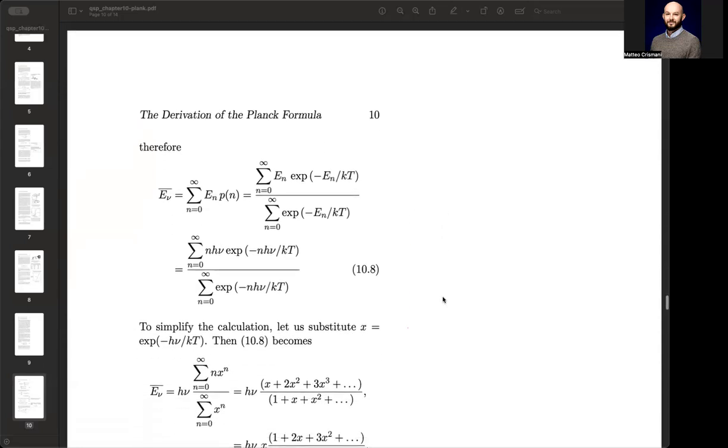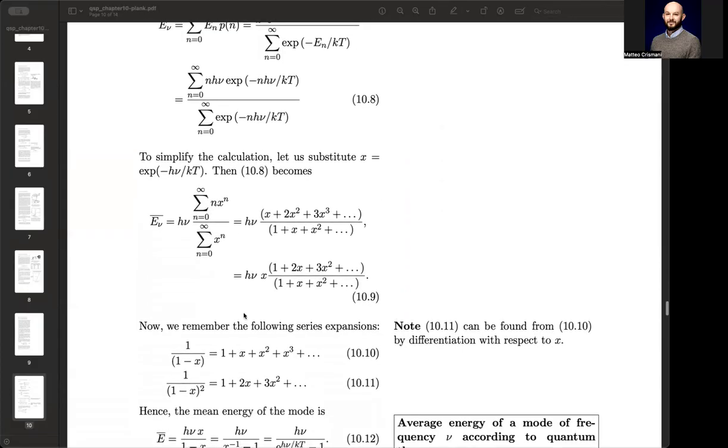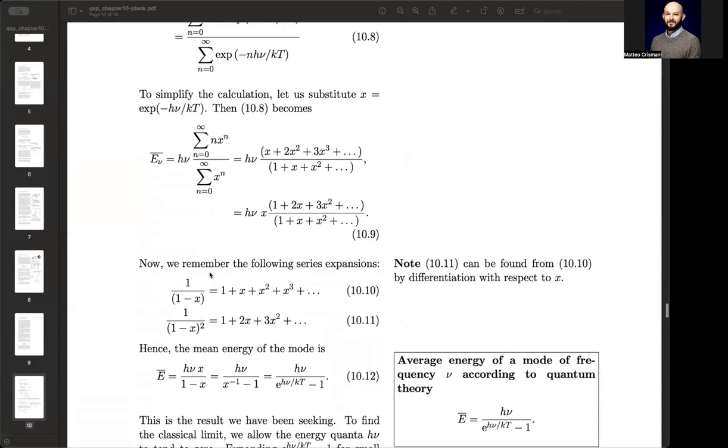Okay. So we can simplify this a little bit. You can take the letter x to be this mess here, not the n, but this mess. So you have n x to the n. And if you write that out, you'll see that you get a series expansion here. And this series expansion looks like this.